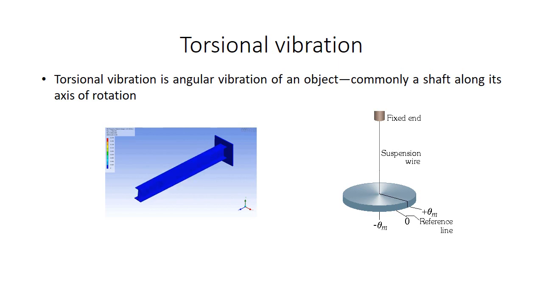Torsional vibration is angular vibration of an object, commonly a shaft, along its axis of rotation. For a free torsional vibration, we just give an initial angular displacement to the shaft and it is then released. That is, we are giving initial twisting to the shaft and it is released. It starts vibrating. This is what is called free torsional vibration. Torsional vibration is often a concern in power transmission systems using rotating shafts or couplings, where it can cause failures if torsional vibration is not controlled.